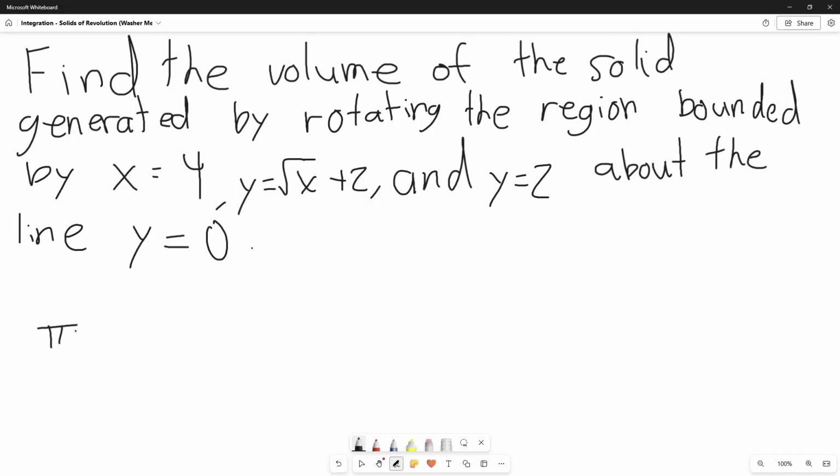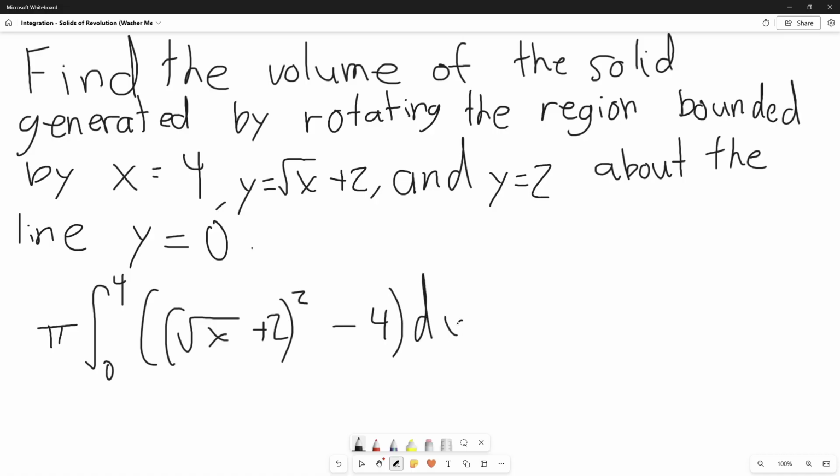So it's pi times the definite integral from 0 to 4 of whichever one is on top. Is it y equals 2 or y equals square root of x plus 2? We can take a number between 0 and 4 and plug it into both. Let's try x equals 2. y equals square root of 2 plus 2. That is going to be greater than 2. So this is what's going to be on top. Square root of x plus 2 squared minus 2 squared, which is 4, dx.